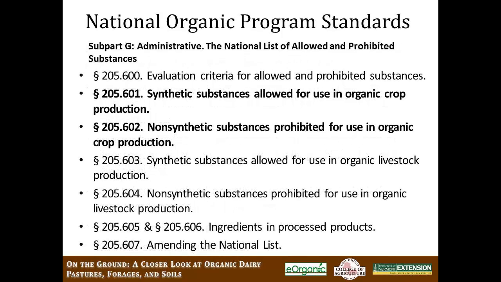to be used. So the national list itself is in several sections, and it's found in subpart G of the Organic Standards. And the sections that we're going to be discussing today are 205.601. This is the list of synthetic substances allowed for use in organic crop production. And then we'll also briefly look at 205.602, which is the non-synthetic or natural substances which are prohibited for use in organic crop production. We won't be talking about some of the other sections in detail today relating to processed products or livestock healthcare products.